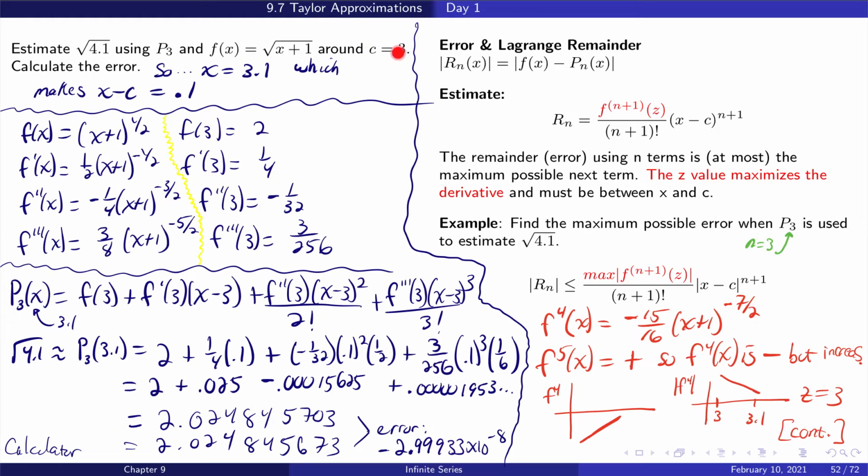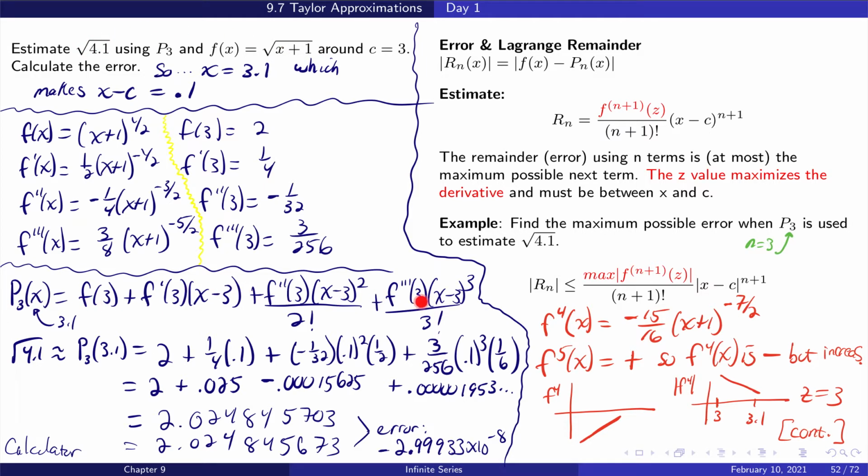This function is centered around c equals 3. If c is going to be 3, then the only way we're going to get 4.1 is letting x equal 3.1. And that makes sense because centering your approximation around 3 and substituting in 3.1, the value that you're substituting in is close to your centering value. Anyway, when you plug in 3.1, the square root of 3.1 plus 1 is 4.1, which we wanted to estimate.